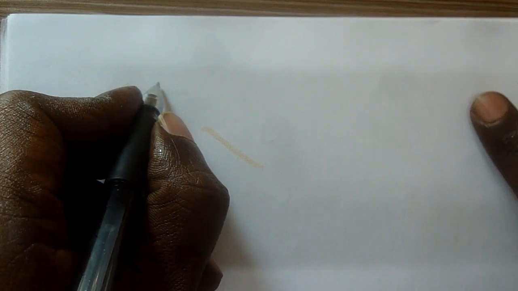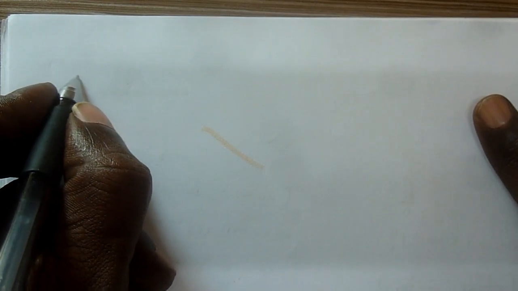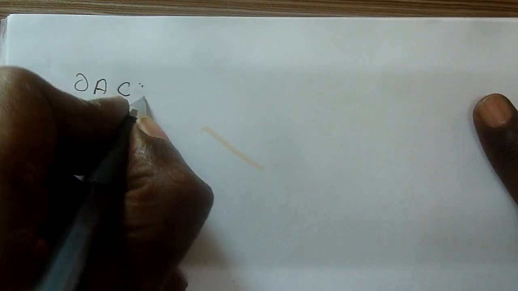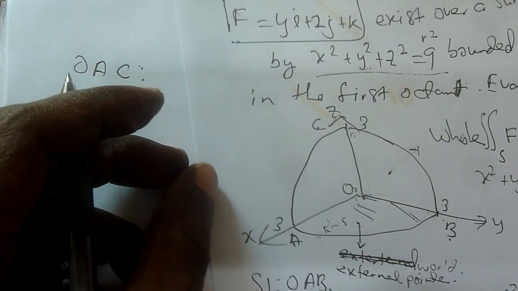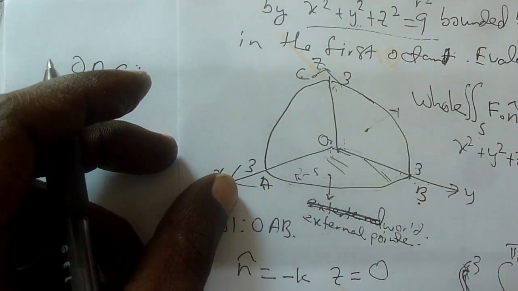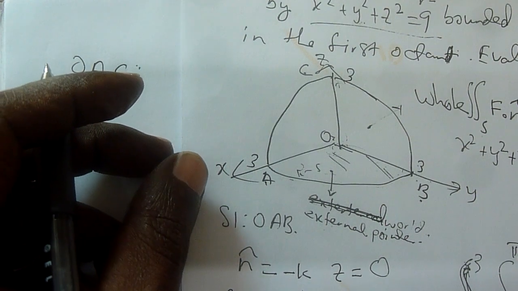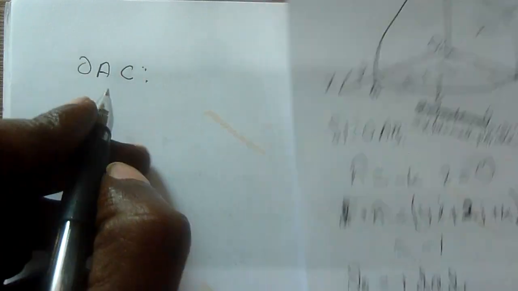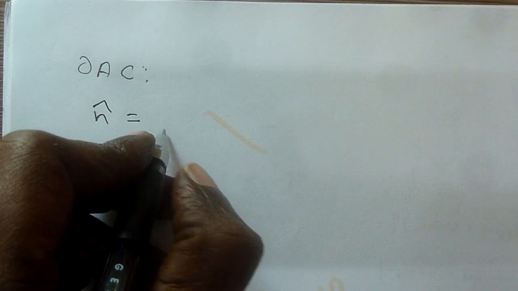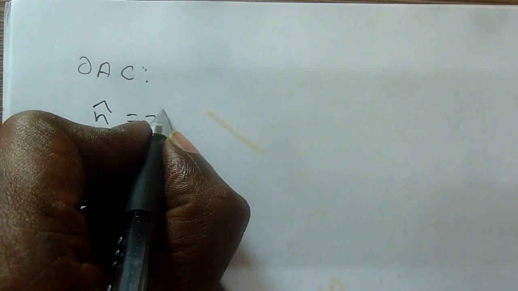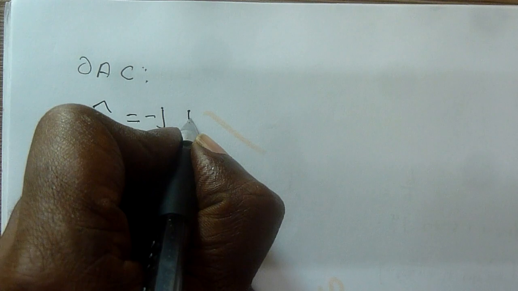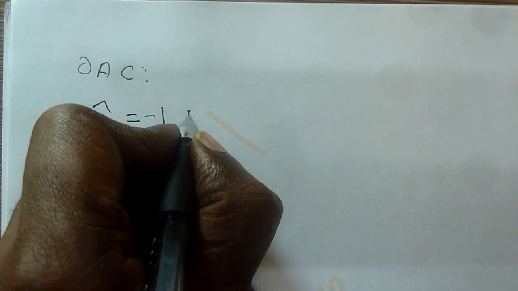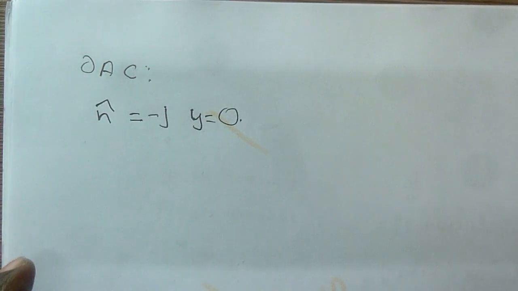Okay, the next one is we're going to solve OAC. This one, OAC. Do we solve already? OAC, no, not yet. What about N? Okay, N is negative J, and on OAC, the Y equals 0 at that particular point.